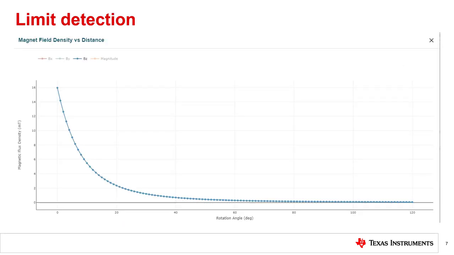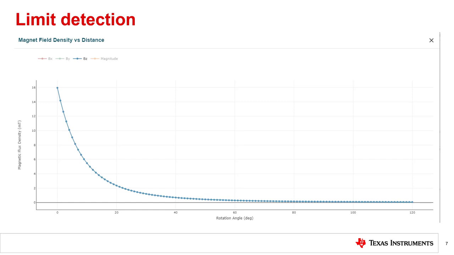If we disable the magnitude, Bx, and By fields in the plot, we can more clearly see the field in the z direction. This type of motion is commonly used for lid open and close detection functions, and is often implemented using a Hall effect switch like the DRV5032 DU DMR.